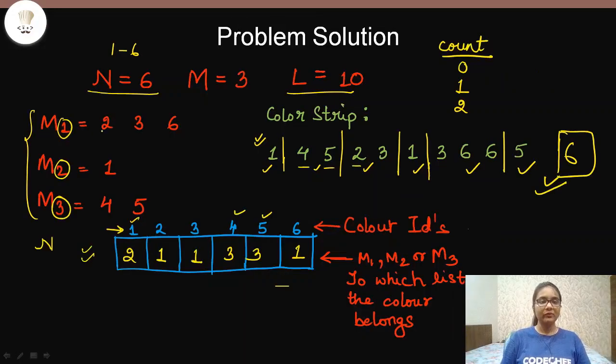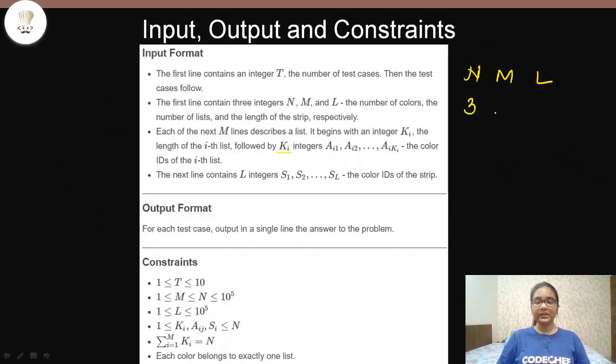For example, in the M1 list we have 2, 3 and 6. So there are 3 colors in this M1 list. First there will be 3 and then the color IDs 2, 3 and 6. Similarly, in the second list we had just one color, so we'll write 1, that is the length of the list, and the color 1. Similarly, in M3 we have 4 and 5, so we'll write 2 because 2 is the length of the list, and the colors are 4 and 5. This is how the input will be given to us. Now the last line of input will be the L integers, that is the color IDs of the strip.